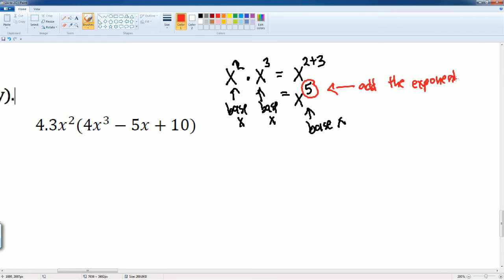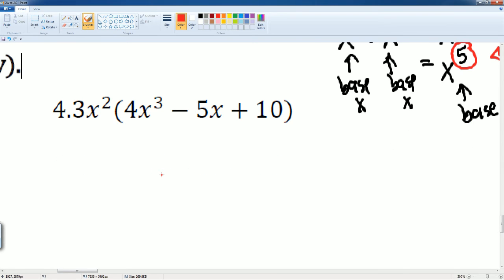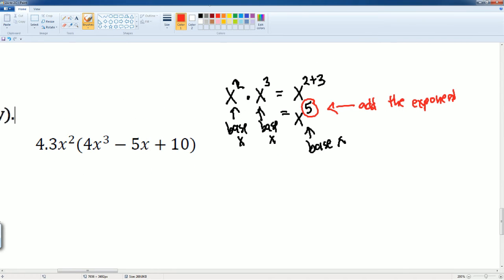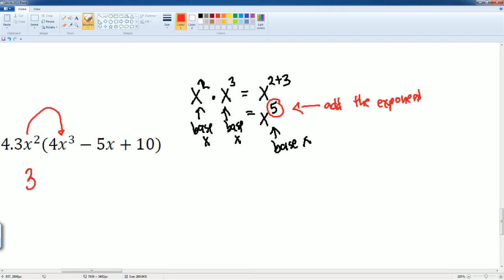All right, let's do this. The first one, 3x squared times 4x cubed. I write it out so we can visually see it. 3x squared times 4x cubed. You can draw the dots so you could see the multiplication. 3 times 4 is 12. X squared times x to the 3rd, it's the same base x, so you add the exponents: 2 plus 3 gets you 5.